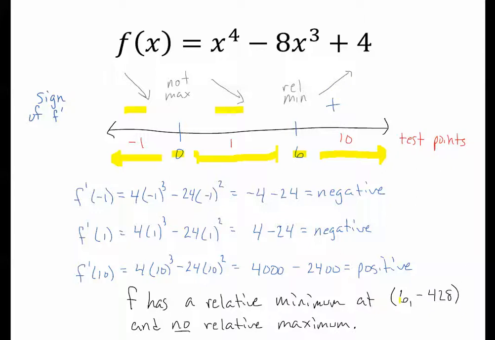An x value of 6, I substitute into the original function to find a y value of negative 428. There's no relative maximum, and the critical number of x equals 0 is just a flat point. It's just a horizontal tangent line, even though the graph continues to go down.